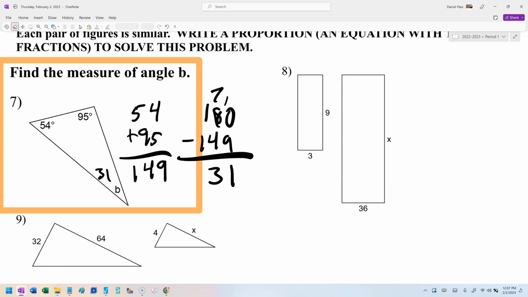Now, hold on, before we cut, does anybody know how to check that answer is right? I'm going to add 54, 95, and 31, all 3 of them. Yes, that was good. So we're going to add this one, and this one, and this one. And we're going to see, do those add up to 180?